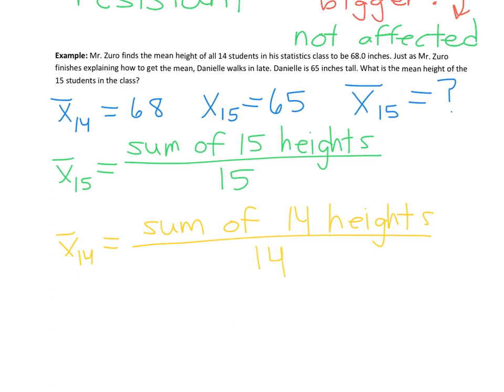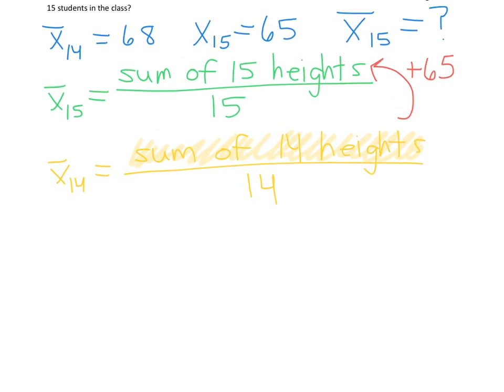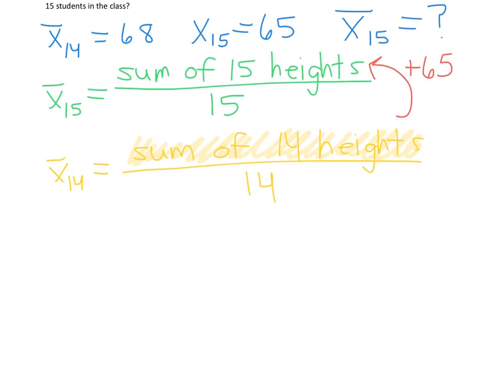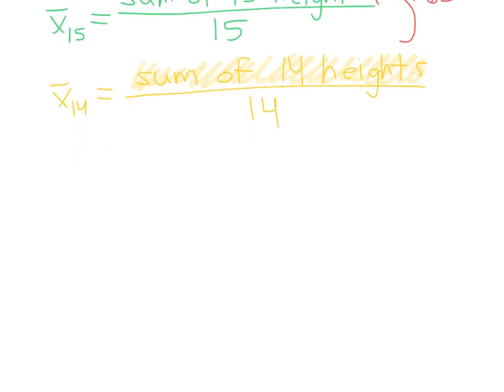Okay, and we know that Danielle walked in late. So what did he really have to do with this calculation? Well, he added this up before Danielle got there. And then how did he get from the sum of 14 heights to the sum of 15? He had to add Danielle's height in. So he had to add 65 to get the sum of all 15. Okay, so this is going to kind of run our strategy. If we can figure out the sum of the 14 heights, then all we have to do is add 65 and divide by 15. Then we have our new average.